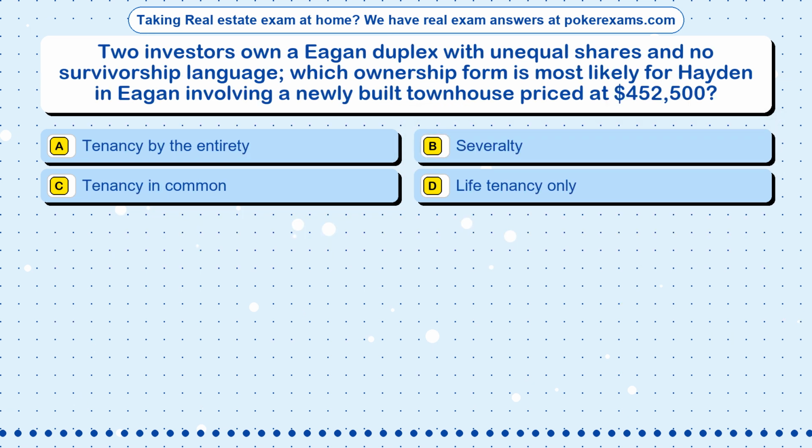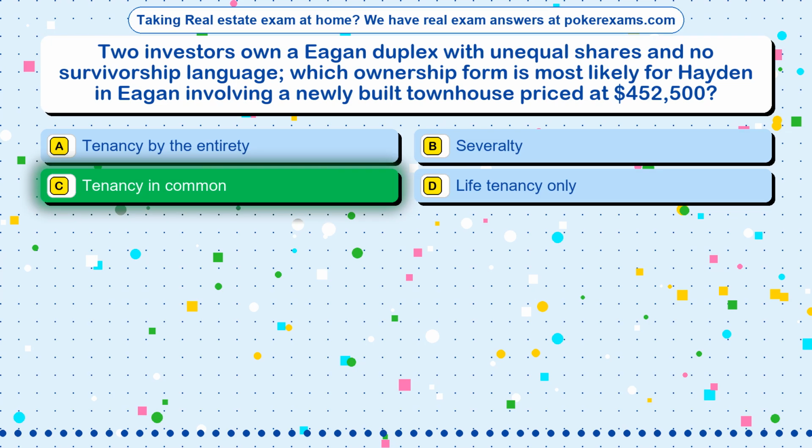Question 55. Two investors own an Egan duplex with unequal shares and no survivorship language. Which ownership form is most likely for Hayden and Egan, involving a newly built townhouse priced at $452,500? Option A. Tenancy by the entirety. Option B. Severalty. Option C. Tenancy in common. Option D. Life tenancy only.